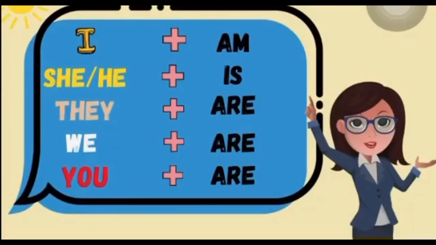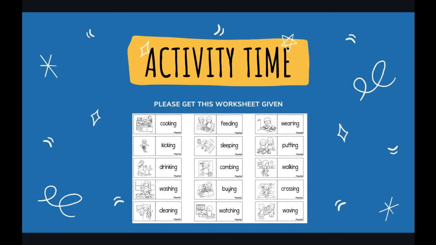Okay, let's check. I must be followed by am. I am. She or he must be followed by is. They must be followed by are. We and you must also be followed by are.